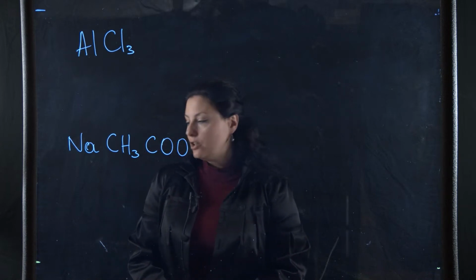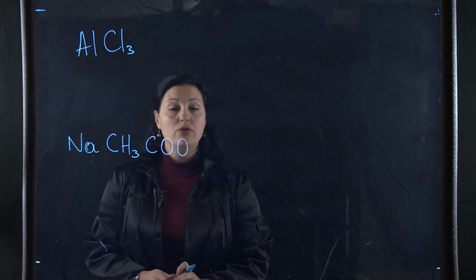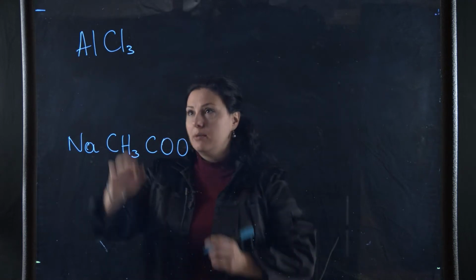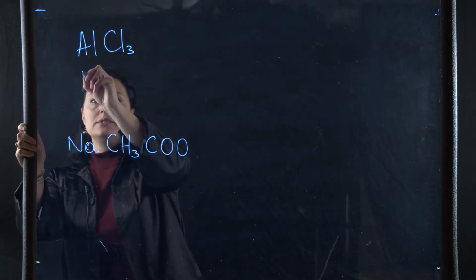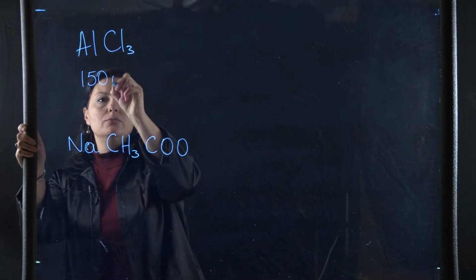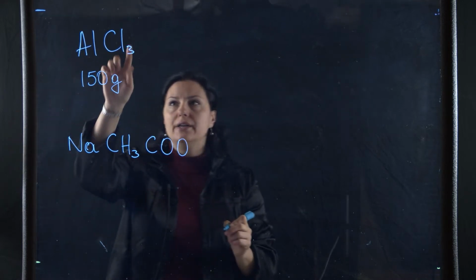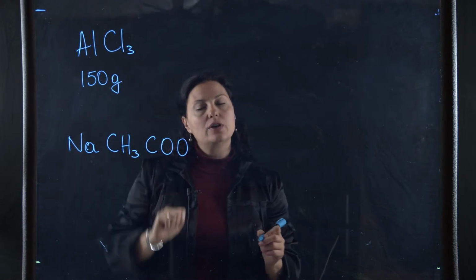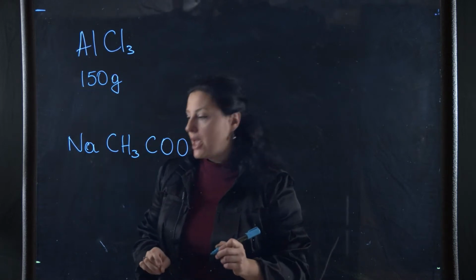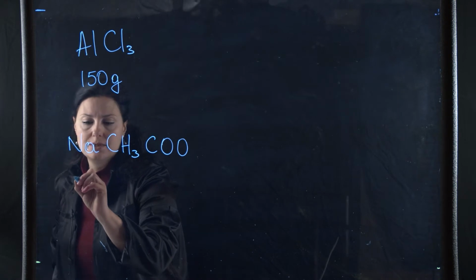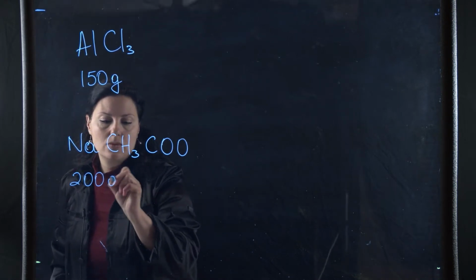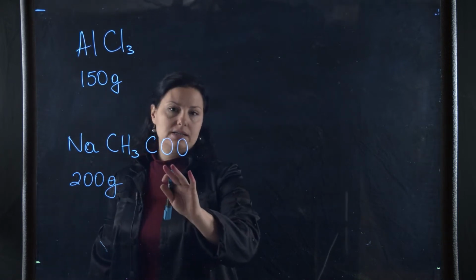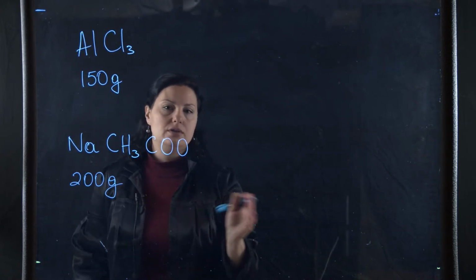Okay, let's take a look at how to determine number of moles given the amount in grams. I'm given two different compounds. I'm given 150 grams of aluminum chloride. Aluminum is a 3+ ion, chloride is a -1, which means I need 3 chlorines to balance the charge on the aluminum. And then I'm given 200 grams of sodium acetate. Sodium is a +1, acetate is a -1 ion, so I don't need to do anything to balance that charge.